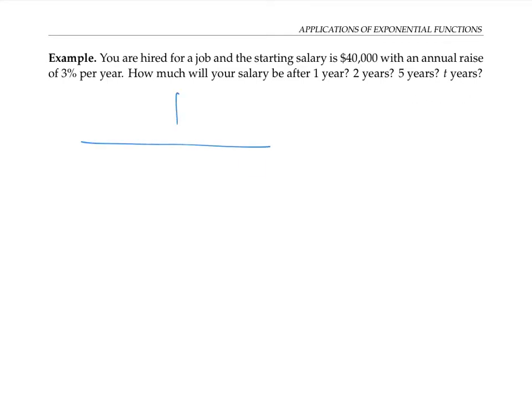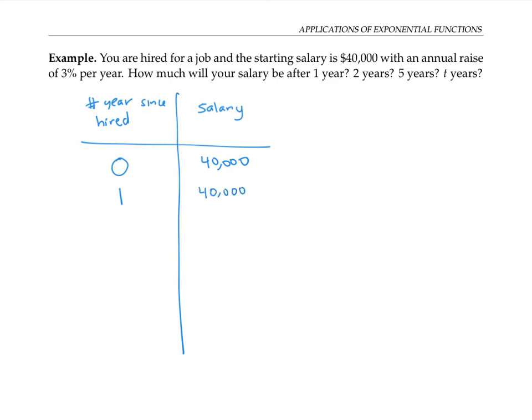Let me chart out the information. The left column will be the number of years since you're hired, and the right column will be your salary. When you start work, that's 0 years after you're hired, your salary will be $40,000. After 1 year, you'll have gotten a 3% raise. So your salary will be the original $40,000 plus 3% of $40,000, 0.03 times 40,000.